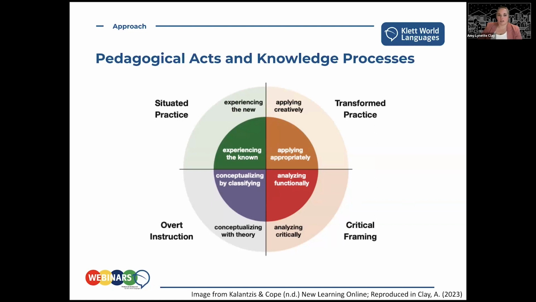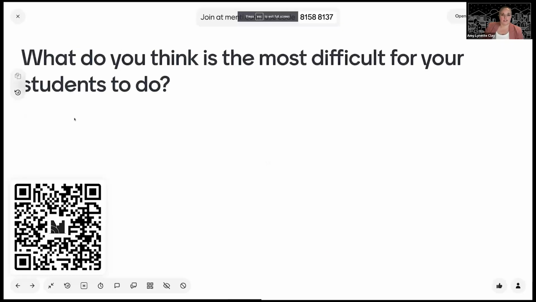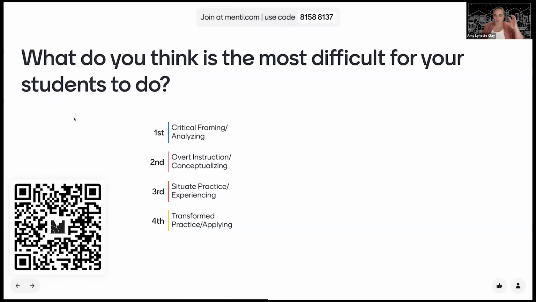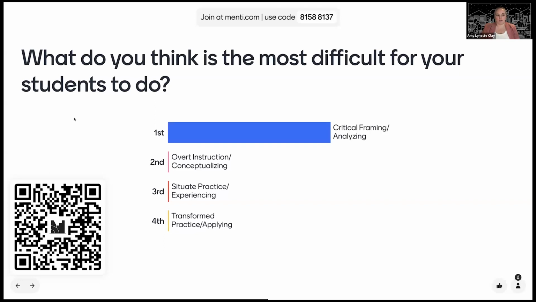But before we do that, I want to go back to our Mentimeter. So we talked about critical framing, analyzing, overt instruction or conceptualizing, situated practice and experiencing, and transform practice and applying. What do you think is the most difficult for your students to do, or will be the most difficult when you try out a literacies lesson with them, if you haven't before? You can join using the QR code, and there's a code also at the top of the screen. Most difficult gets first, least difficult gets fourth. What do you think is the most difficult for your students?